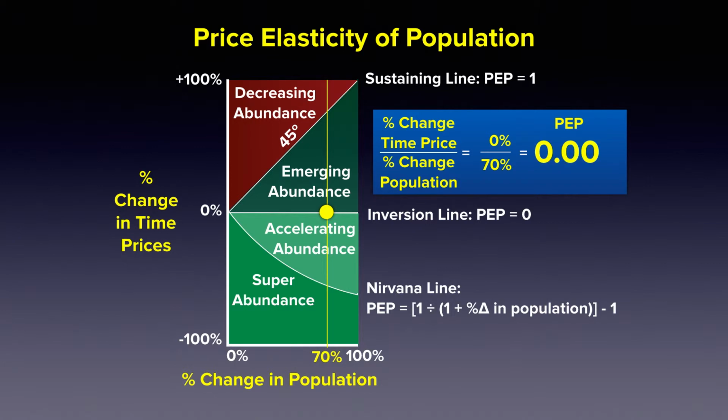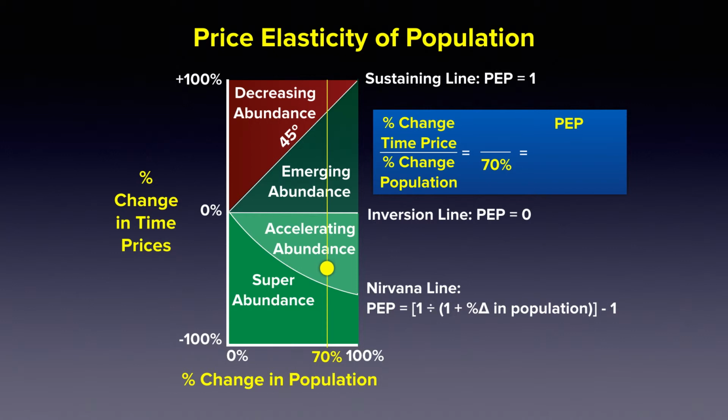Now, if we were to observe prices actually decreasing as population was increasing, we would note that our PEP would actually be negative. In this case, if prices were decreasing at 20%, we would notice that our PEP would be a minus 0.28. We would interpret that as abundance accelerating.